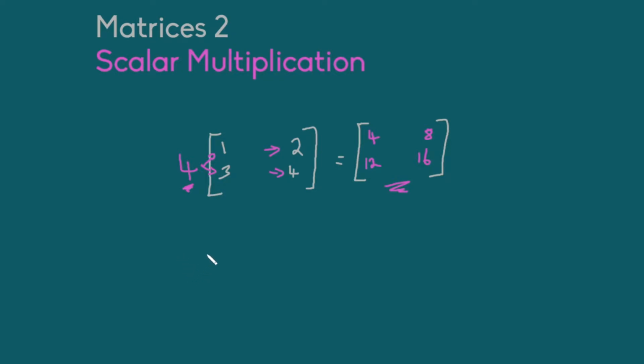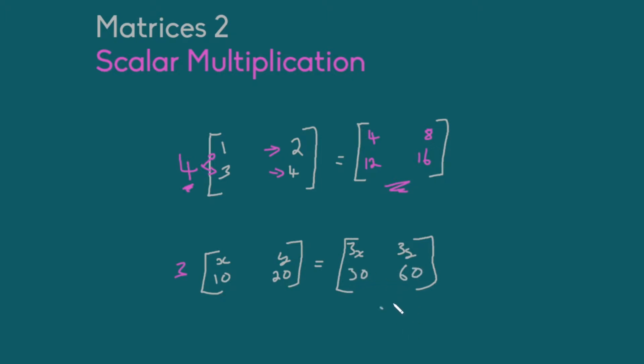So we could have a matrix where we have, I don't know, x in the top left corner, y in the top right, 10, and then 20. And we might want to multiply this by 3. And if we do so, we're then going to get a matrix of 3x in the top left, 3y in the top right, 30, and then 3 times 20 is 60 in the bottom right-hand corner.